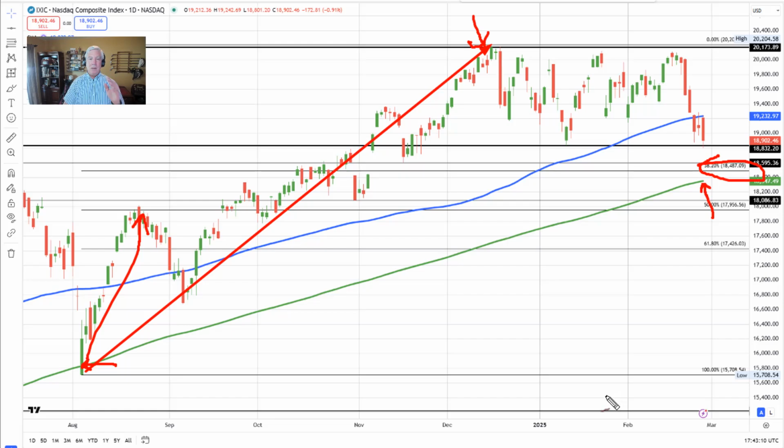But in the meantime, what do we have? We have a battle going on. The battle is between the 100-day moving average at 19232, and then support down here near the 18832 level. We'll see whether the buyers or sellers win this battle, but those are the key levels in play.